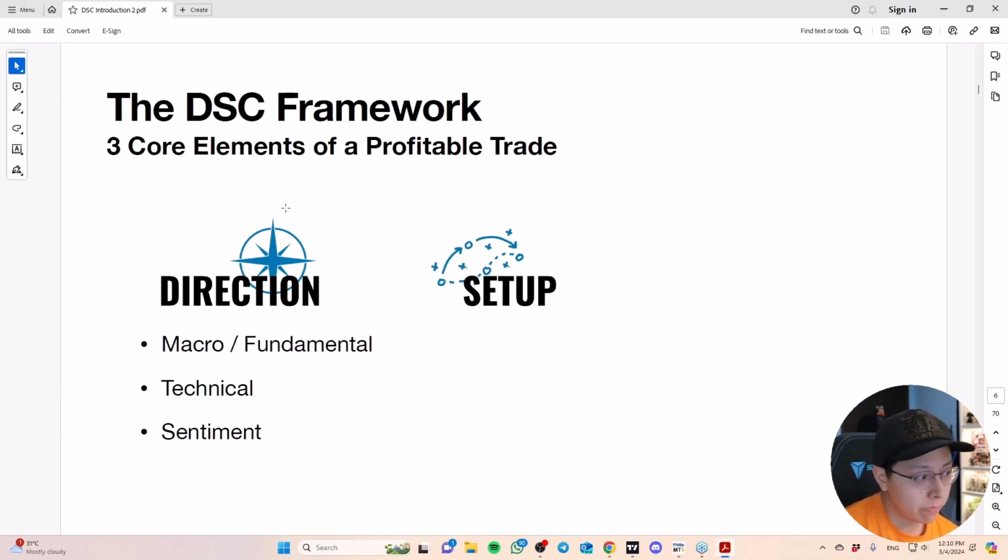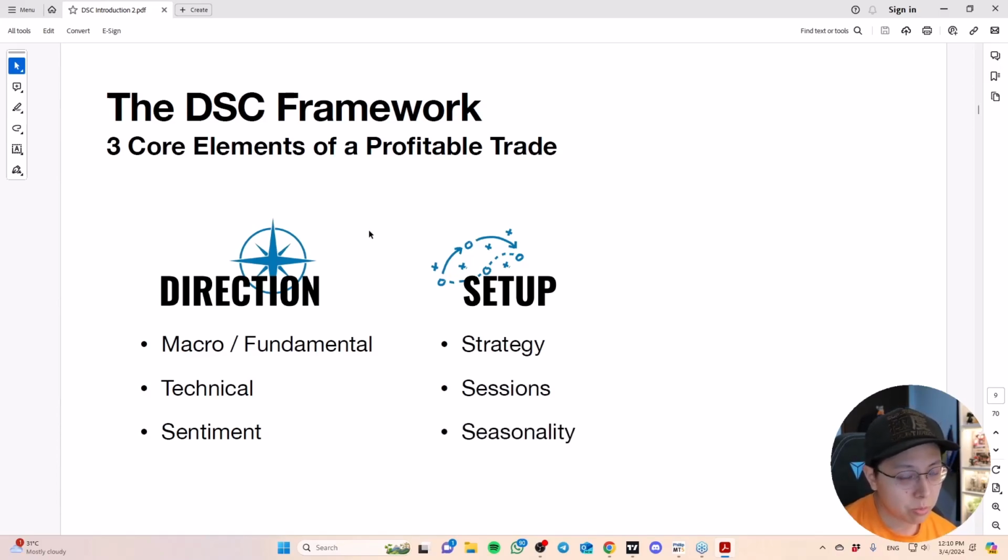Again, I'll be sharing with you the setup that I personally use to execute the trade. The setup here constitutes strategy, session, and the concept of seasonality as well, which is essentially a set of rules, a set of conditions and criteria that you set for yourself, like a checklist. If the market conditions fulfill the checklist, that's where you are able to execute a trade. A setup essentially carries the element of time. It tells us when to get in, where to get in, when to get out, and where to get out.